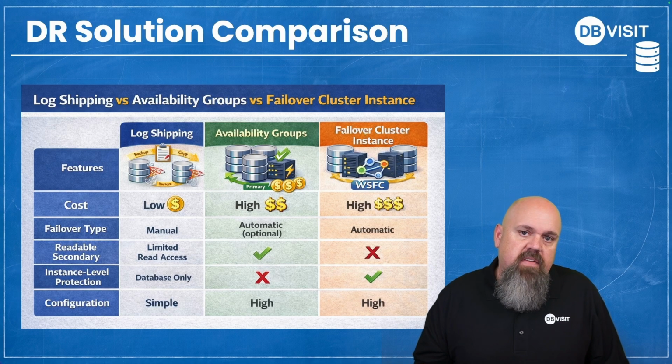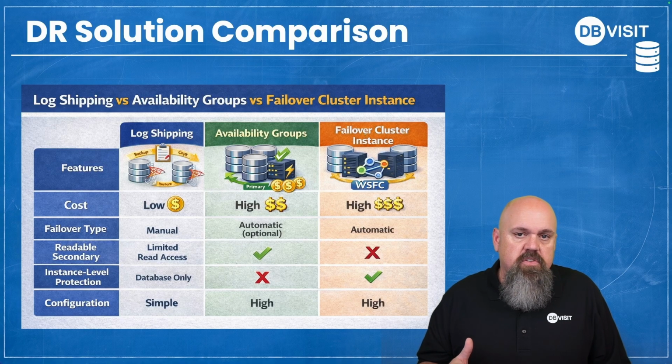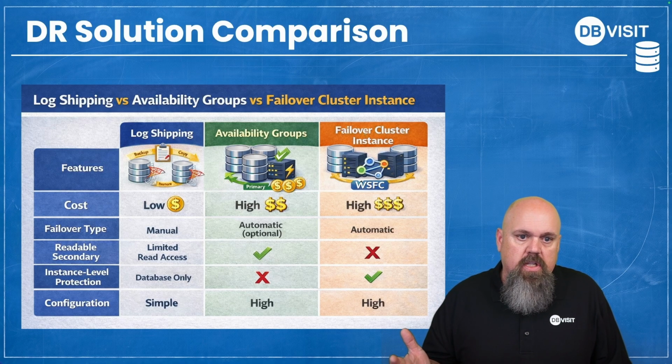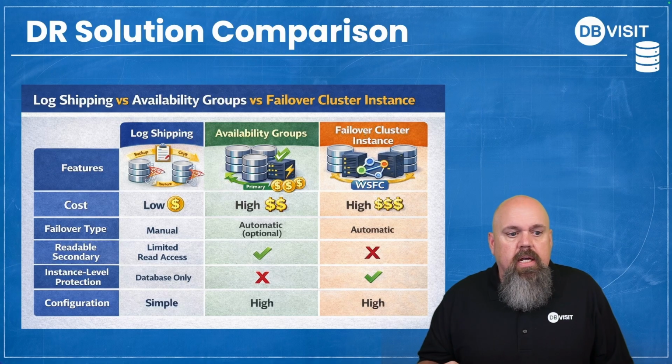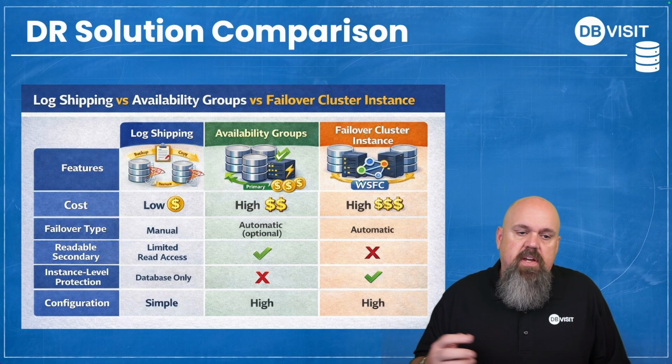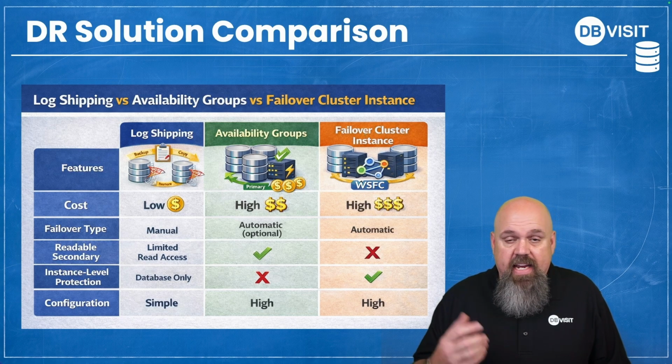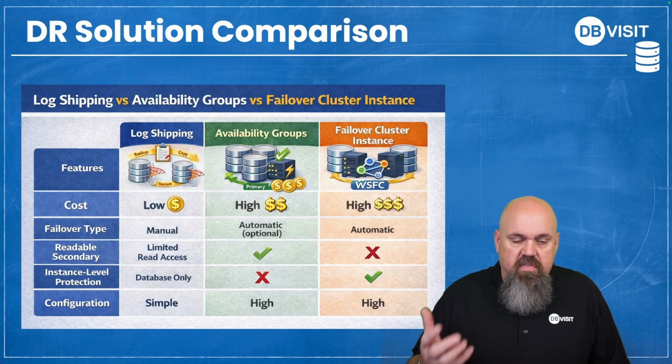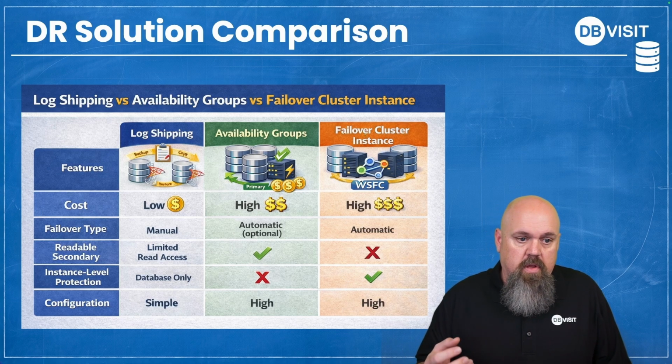There is no automatic failover in log shipping. You have to manually fail over and bring that database online, or write code to do it. Whereas availability groups and failover cluster instances have things baked in, so that as soon as there's a failure or an issue, SQL Server is going to automatically do something, or the failover cluster instance is going to automatically do something.